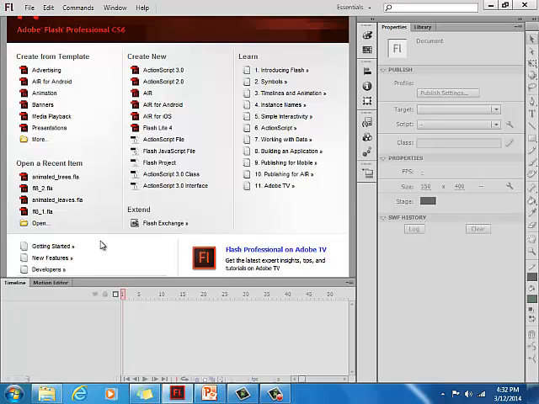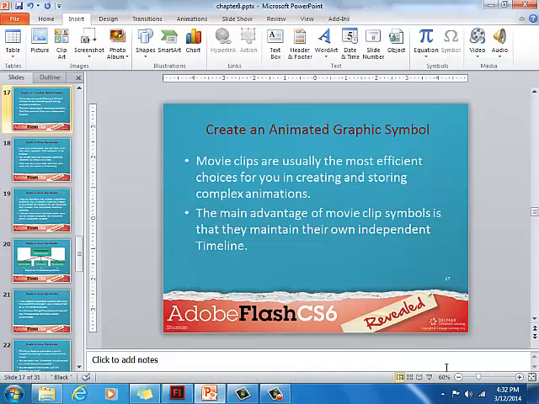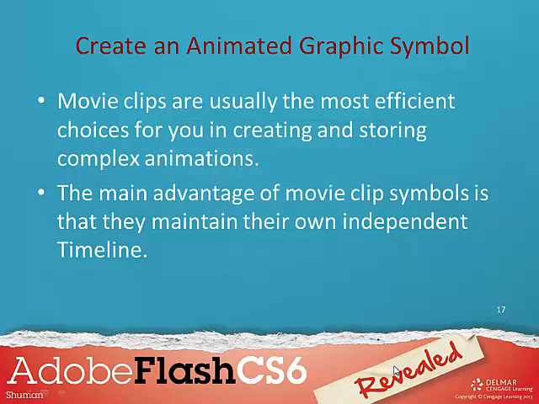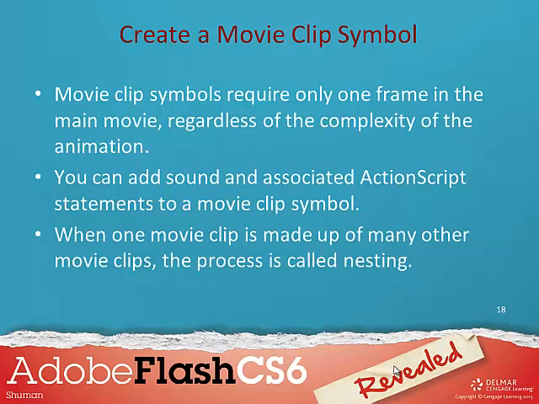Now, if we go back to PowerPoint, movie clips are usually the most efficient choice for you to use in creating and storing complex animations. The main advantage of a movie clip symbol is that it maintains its own independent timeline. Movie clip symbols require only one frame in the main movie, regardless of the complexity of the animation. You can add sound and associated action script statements to a movie clip symbol.